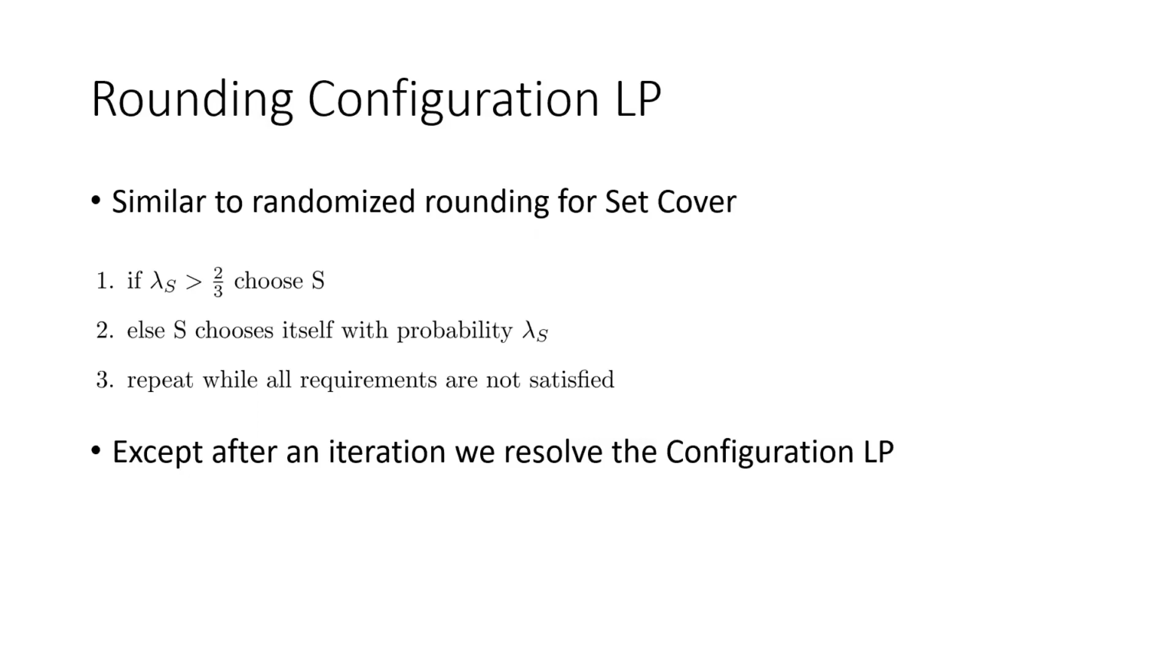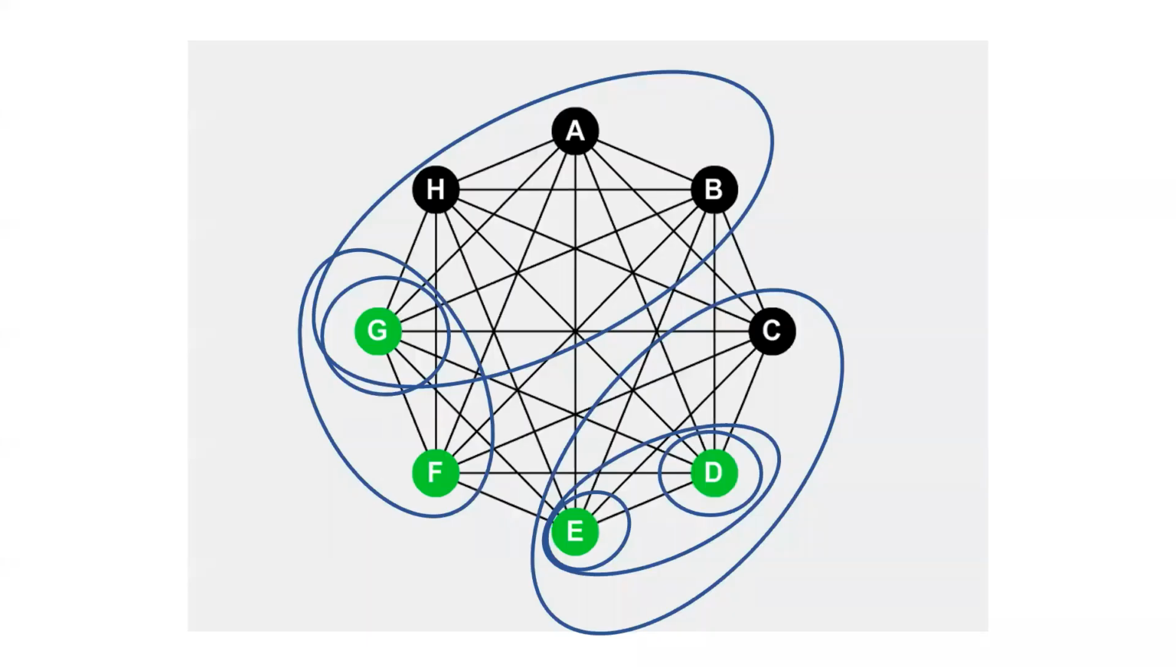So the main difference between this method and the rounding in set cover is that after an iteration, what we do is we resolve the configuration LP, because this approach is a bit more complicated here than the one in set cover, and this makes the solution and the proof also a bit more complicated.